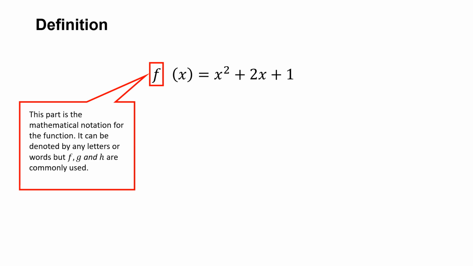So we're just going to look at the actual notation for functions. Let's imagine we've got this function here: f of x equals x squared plus 2x plus 1. Let's just break this down quickly. This first part, this f, is just a mathematical notation. This just says we're dealing with a function. And as I said before, we can use f, which is the most common, but we can also use g and h. They're also common, but we can use any letter we want, essentially.